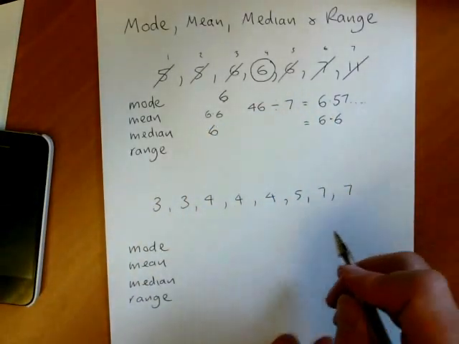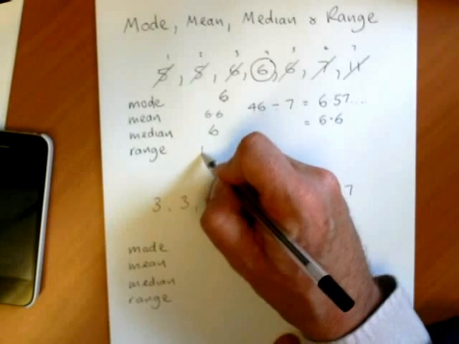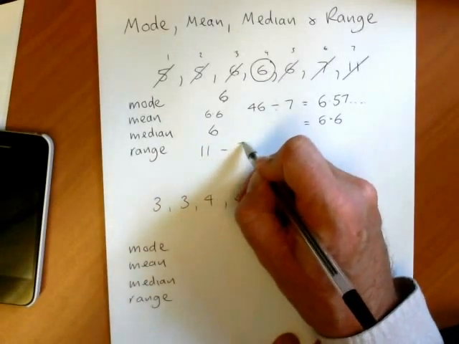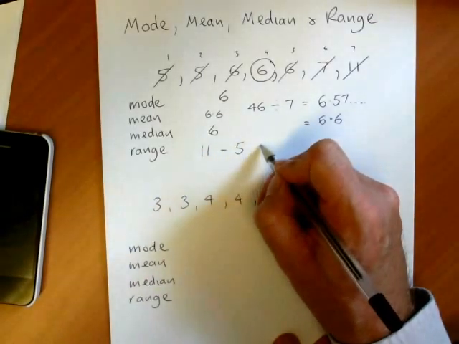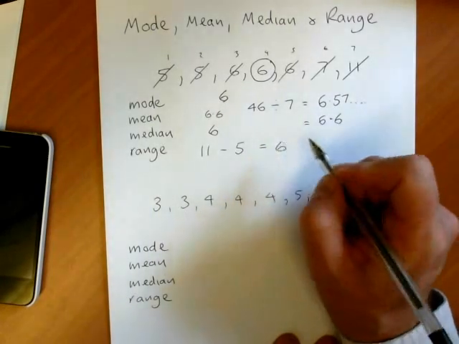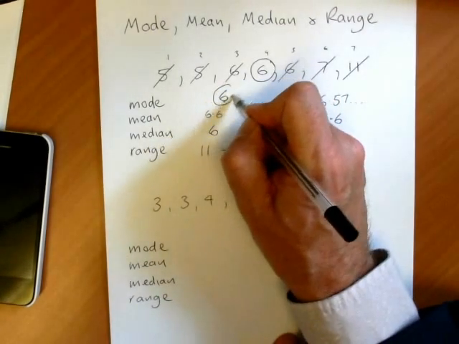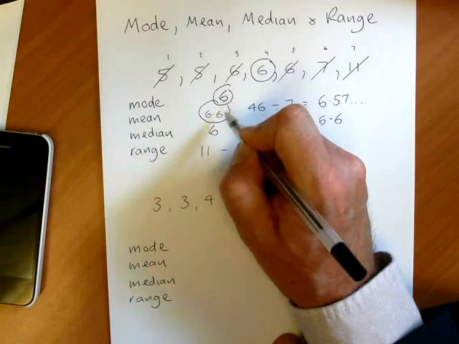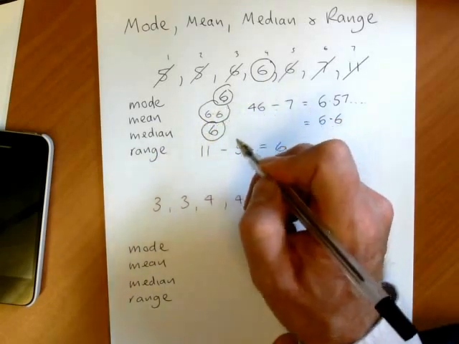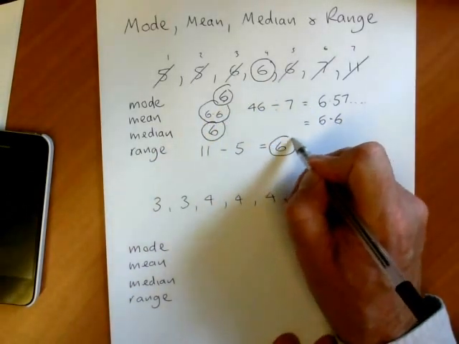And finally, the range is the highest score, subtract the lowest score. So 11 take 5 equals 6. So our mode was 6, our mean was 6.6, our median was also 6, and our range was 6.